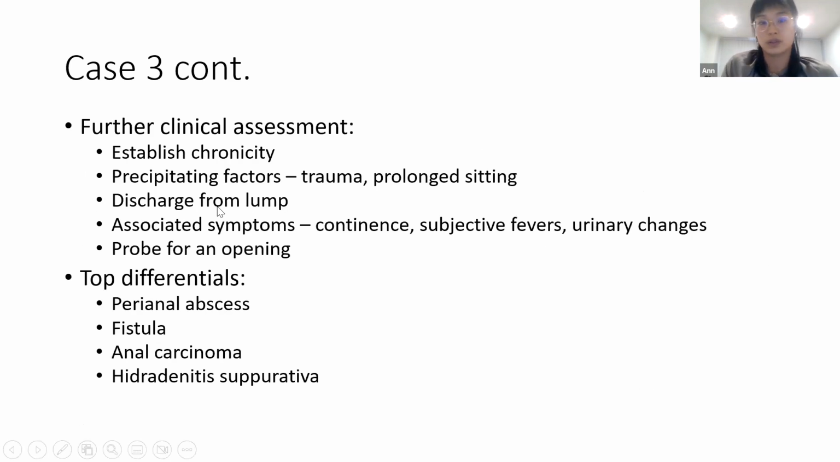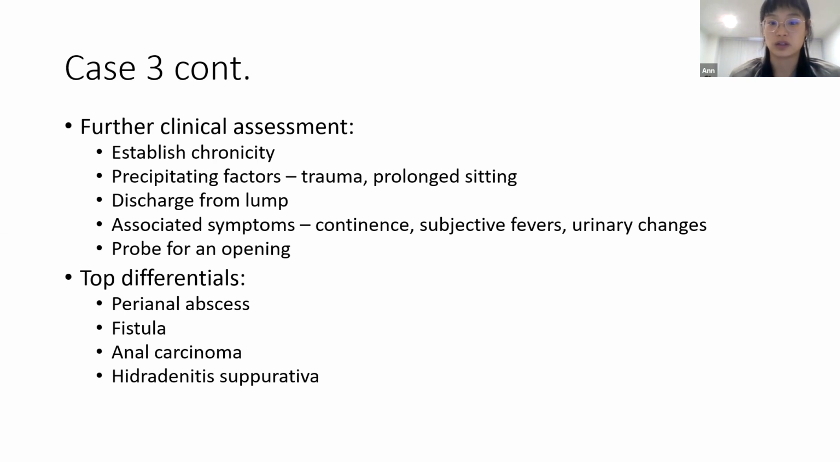So in this case, you'd want to establish the chronicity of the pathology. So, has it been slowly progressing over weeks, or is it sudden onset within a few days? Have there been any precipitating factors such as prolonged sitting, for example, during travel or trauma? Has there been any discharge from the lump? Has she noticed any pus, any fecal content?